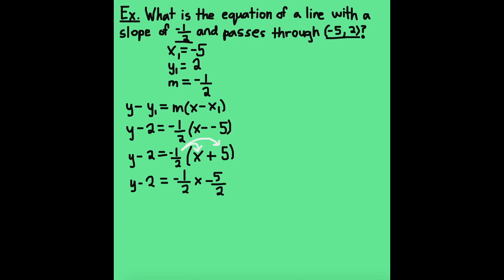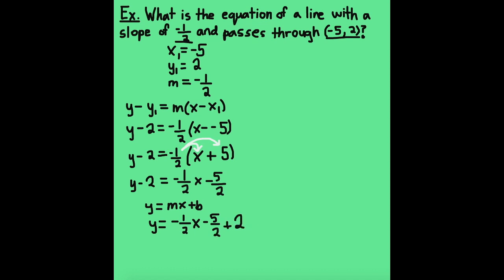Then, we have to convert it to slope-intercept form, which is y equals mx plus b, where m is the slope and b is the y-intercept. We will put the y on one side and everything else on the other side. So we will have to add both sides by 2. We will get y equals negative 1/2 x minus 5 over 2 plus 2.